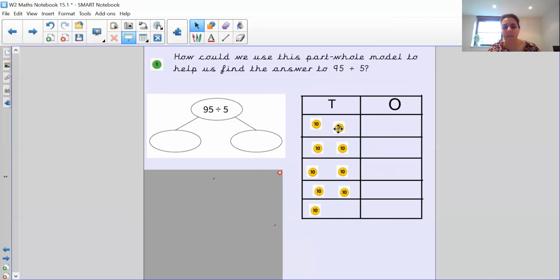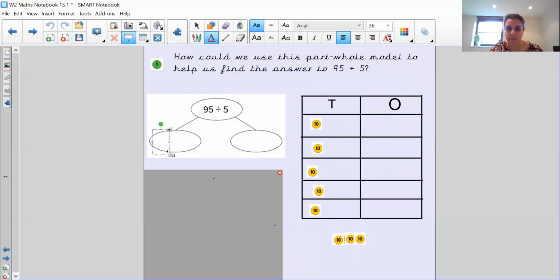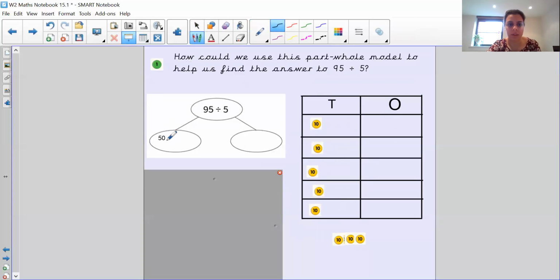So you need to think carefully, how could I split 95 into 2 numbers where 5 goes into both of them? And I'll give you a clue. If I remove these 4, 2, 3, 4, that does work. So for that reason, I could have over here 10, 20, 30, 40, 50. I could have 50 divided by 5, because 50 does work.